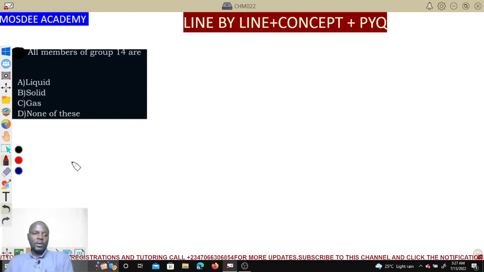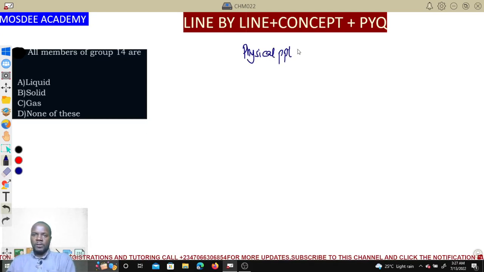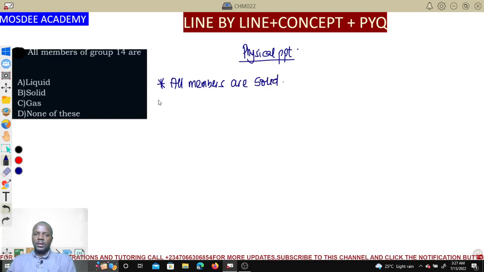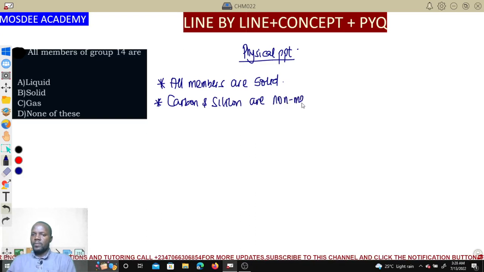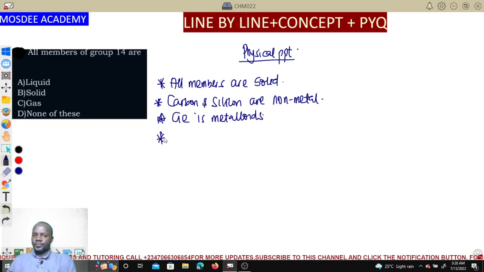Now, about this, we can talk about some other things. All members of group 14 are dash. So let's talk about some physical properties, which you can also note down. PPT means property, according to me. Some physical properties: all members are solid. I hope you know that. Like I said before, carbon and silicon are non-metals. Germanium is a metalloid. Lead and tin are metals. I hope you understand that.